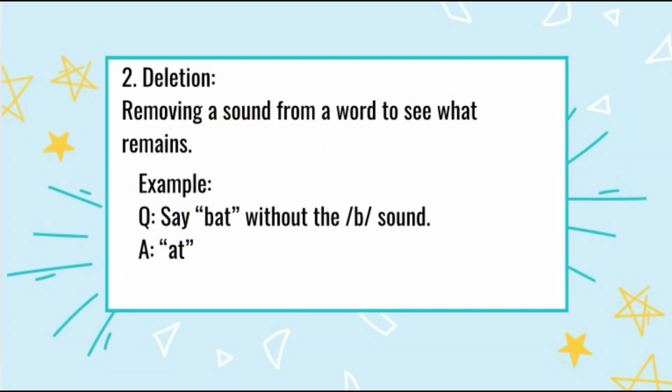Next is deletion, meaning removing a sound from a word to see what remains. For example, the teacher might ask the student, say the word but without saying b. Then the student will say that without saying b, the remaining sound is at. By doing this deletion, it shows if a child can break apart sounds in their mind.